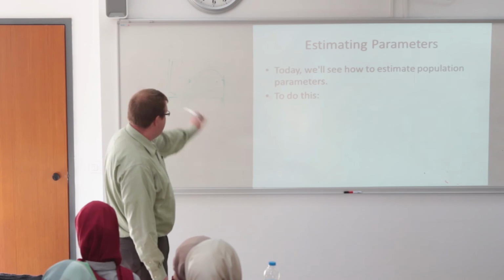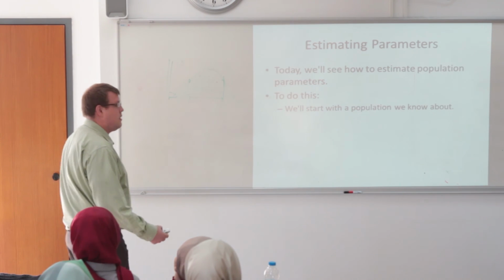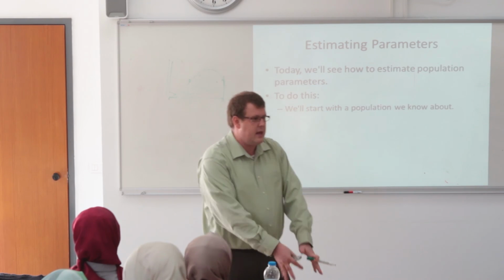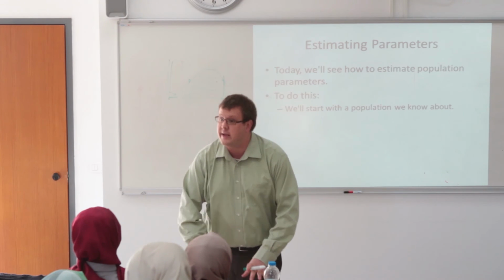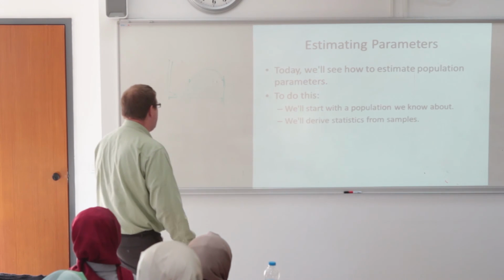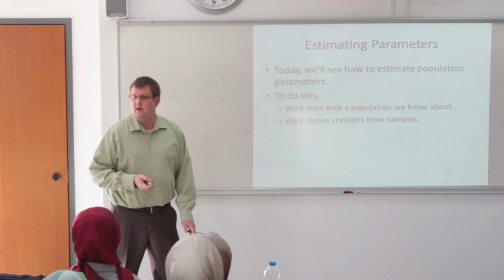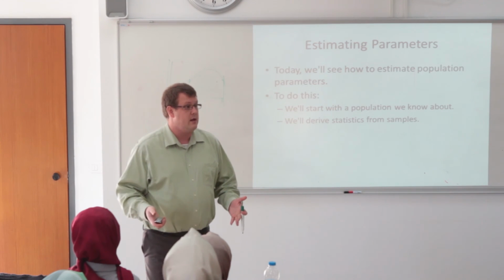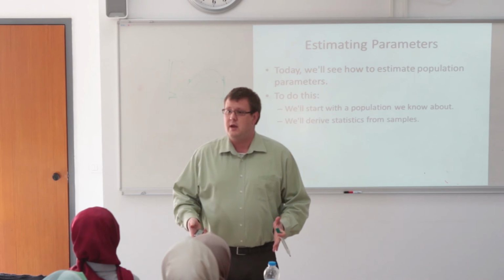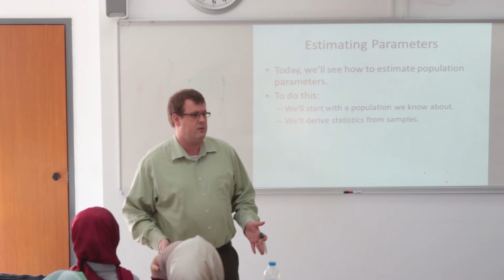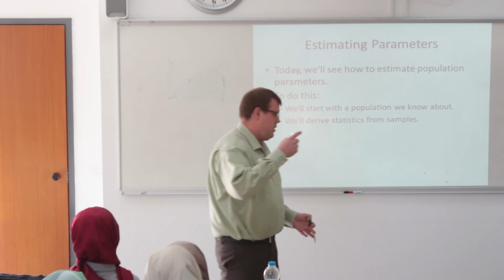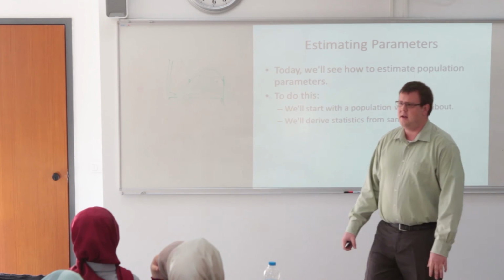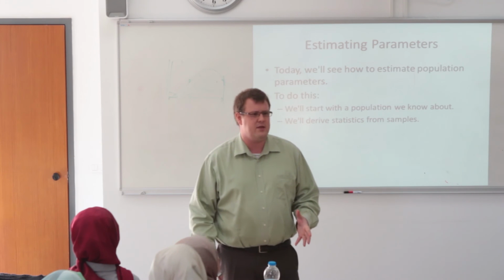Okay, so in order to estimate parameters, let's start with the population that we know about. A population where we say what the mean is and what the variance is, and then we'll derive statistics from a sample. We'll just sample from that population, and then we will calculate the mean that we get for the sample and the variance that we get for the sample. Now remember back when we were talking about power, and I said some specific alternative hypothesis?